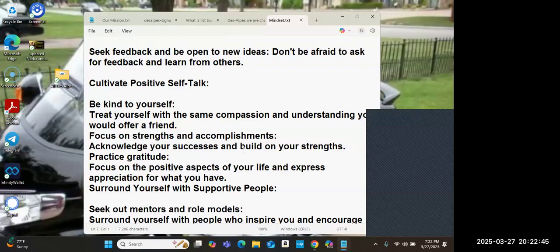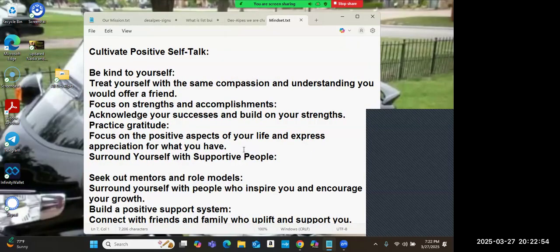Cultivate positive self-talk. Be kind to yourself. Treat yourself with the same compassion and understanding you would offer a friend. How often do we beat ourselves up over something? But yet a friend can call you and you're so compassionate and understanding and really want to help that friend. Well, you need to treat yourself with the same compassion.